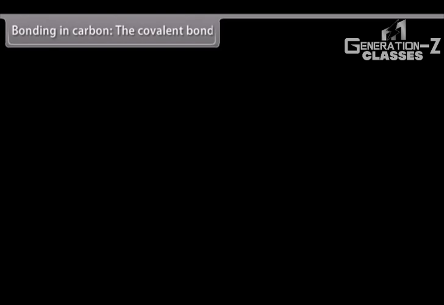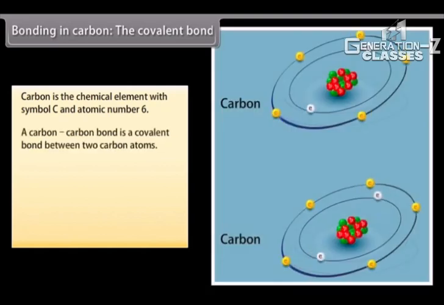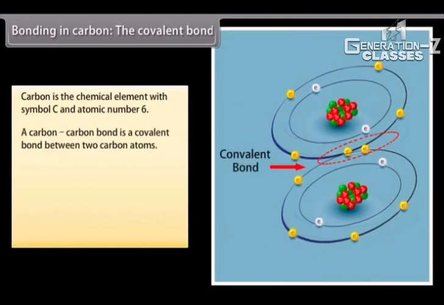Bonding in carbon, the covalent bond. Carbon is the chemical element with symbol C and atomic number 6. As a member of group 14 on the periodic table, it is non-metallic with 4 electrons available to form covalent chemical bonds. A carbon-carbon bond is a covalent bond between 2 carbon atoms.